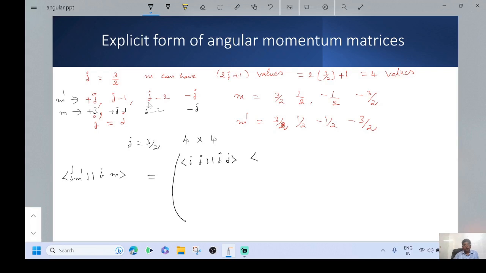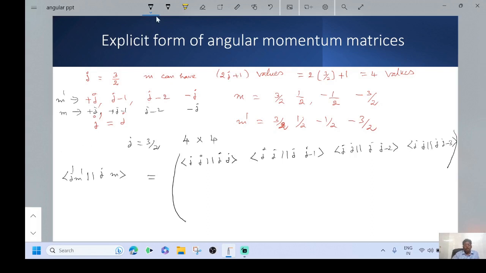Now, we have to fix the value of m dash as j throughout this row. But m is changed. First value of m is j, second value of m is j minus 1, then j minus 2, then j minus 3. That's all about the matrix.